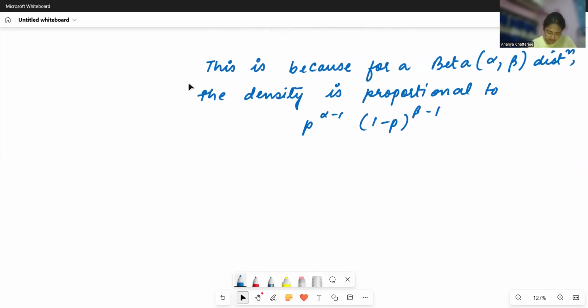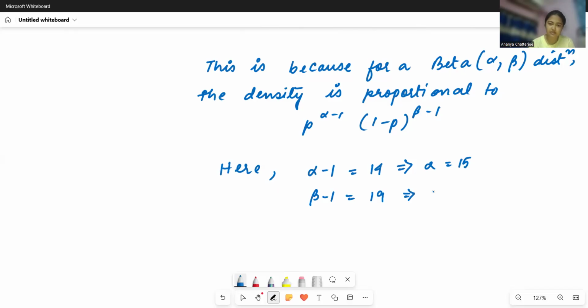Now by this, what we get is that here alpha minus 1 is 14, that is alpha is equal to 15, and beta minus 1 is 19, that is beta is equal to 20.